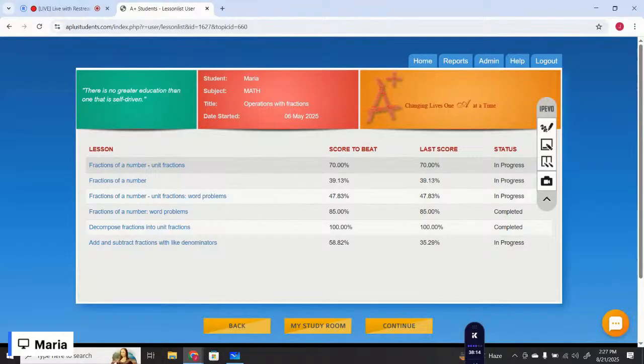The next lesson is add and subtract fractions with like denominators. So adding and subtracting fractions with like denominators is very easy. Let's just start with the lesson.